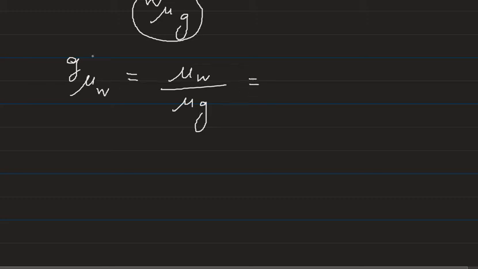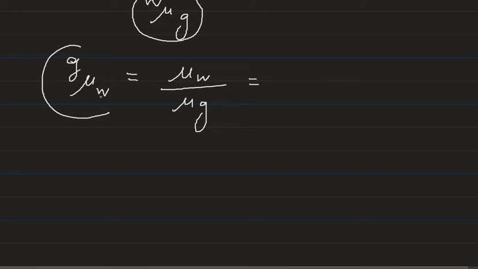For example, मुझे find out करना है G mu W, means I have to find out refractive index of water with respect to glass. तो इसका relation है mu water upon mu glass. Mu water का मतलब है refractive index of water and mu glass का मतलब है refractive index of glass. This is how we can find out the relative refractive index of a medium with respect to some other medium.